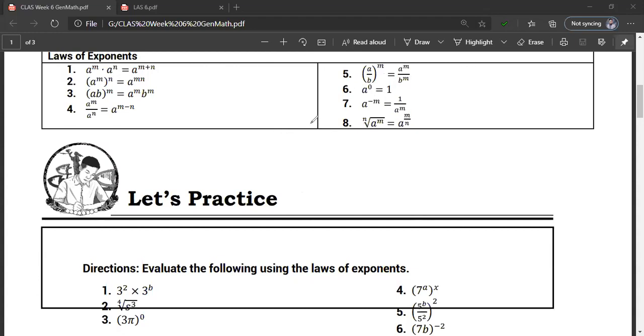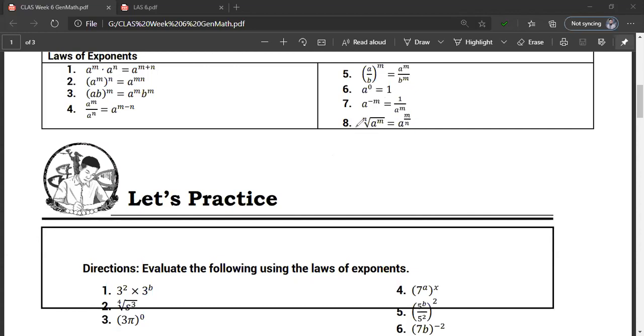Next naman is number 6. Any number raised to 0 is equal to 1. Halimbawa, pi raised to 0, that is 1. 1 million raised to 0, that is 1. Basta any number, as long as it is a real number, when raised to 0, it will always yield an answer of 1. Huwag niyo lang ako tanungin bakit, kasi may mathematical explanation dyan. Basta any number raised to 0 is 1. Sige, balikan ko kayo pag naaalala ko.